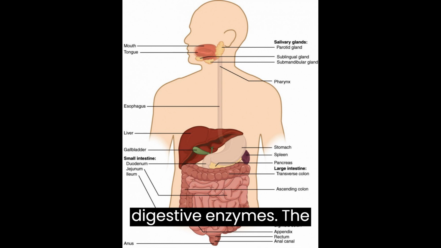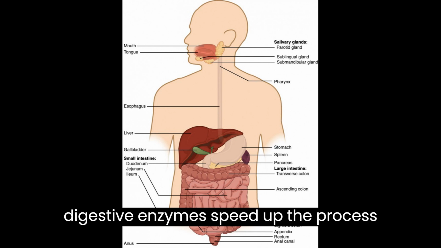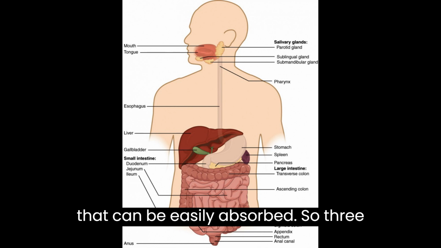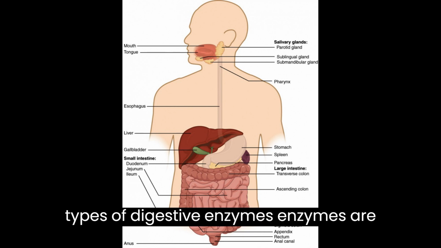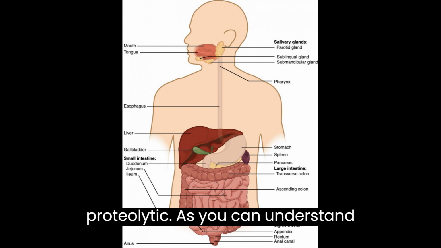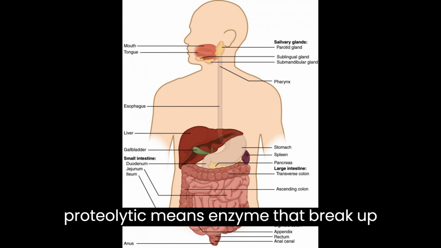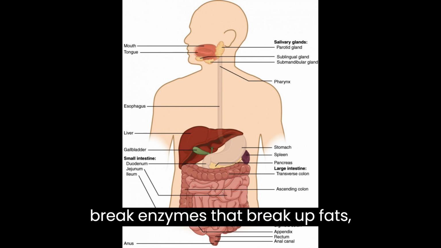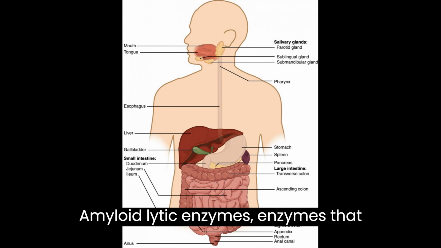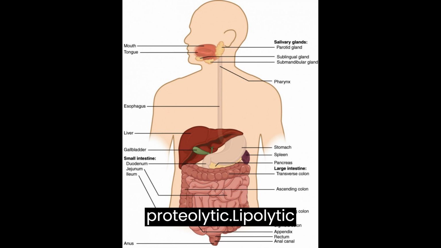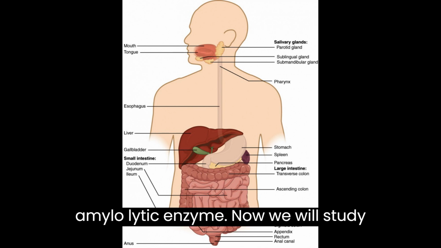Digestive enzymes. The digestive enzymes speed up the process of breaking down complex food substances so that they can be easily absorbed. Three types of digestive enzymes are involved in digestion. First is proteolytic enzymes, which, as you can understand, break up proteins. Then lipolytic enzymes, which break up fats. Amylolytic enzymes break up carbohydrates. So: proteolytic, lipolytic, amylolytic enzymes.